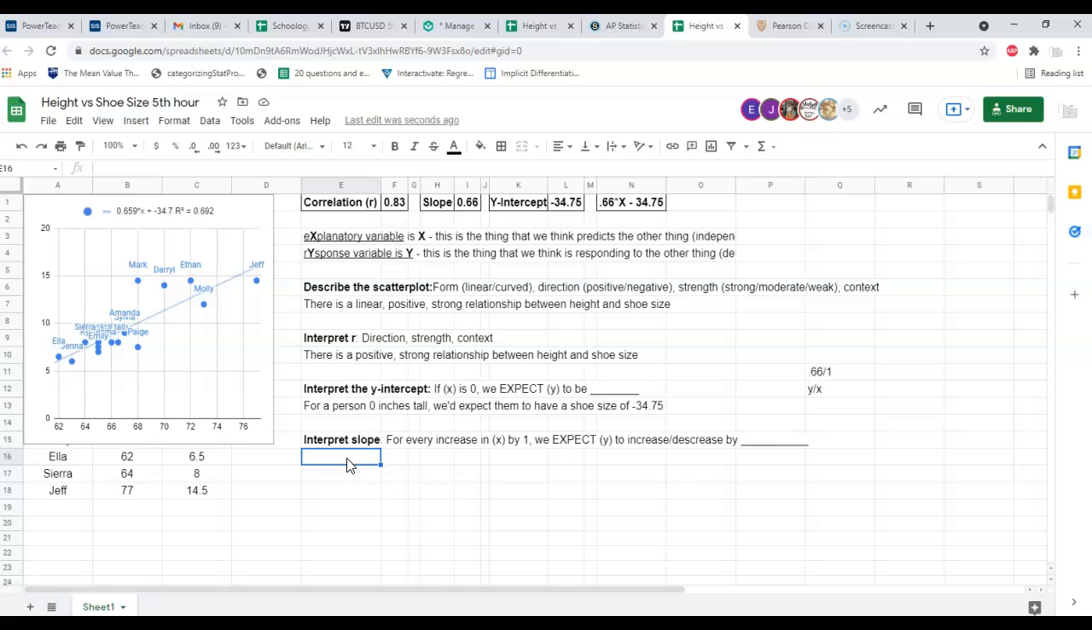So if I wanted to interpret this, I would say for each additional inch in height, we expect the shoe size to, why is it increasing and not decreasing? Positive slope, 0.66. So I'm going to put up a graph in a second, and we're going to go through and do this for that graph together. Before I do that, are there any questions on this wording or anything I wrote up here?